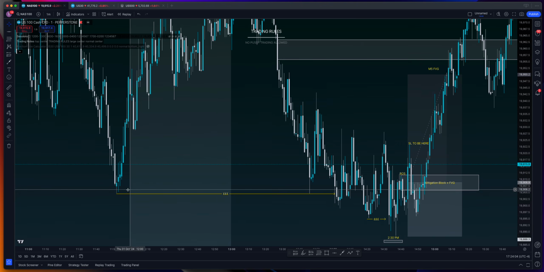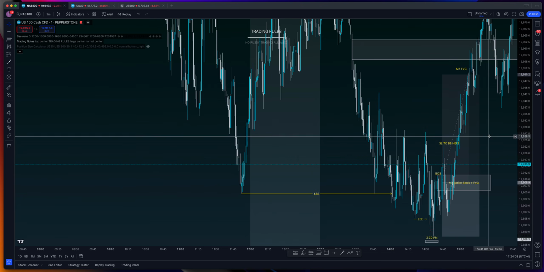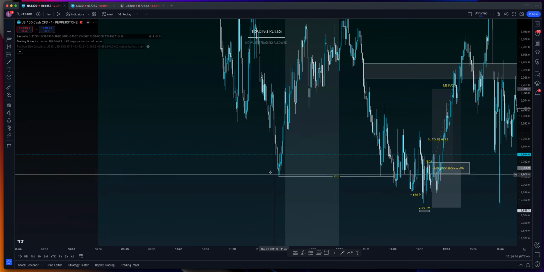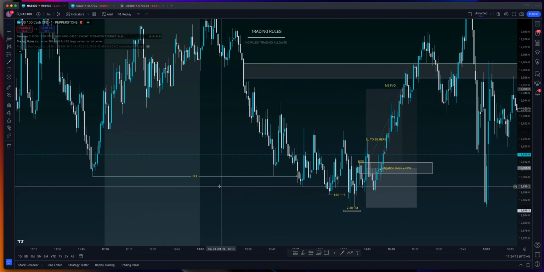So first and foremost, we had this over here. This is our AM low. So this is NASDAQ US 100. We had our AM low over here, and we had that get swept after the lunch hour. So we had AM, lunch hour, PM. In the PM session, we had that get swept. That is our liquidity sweep. That's the point of interest where I'm looking for reversal from.